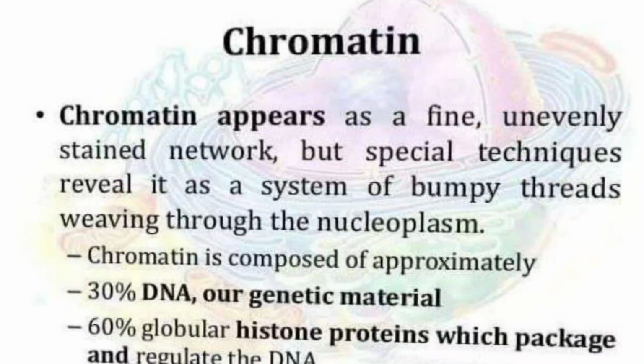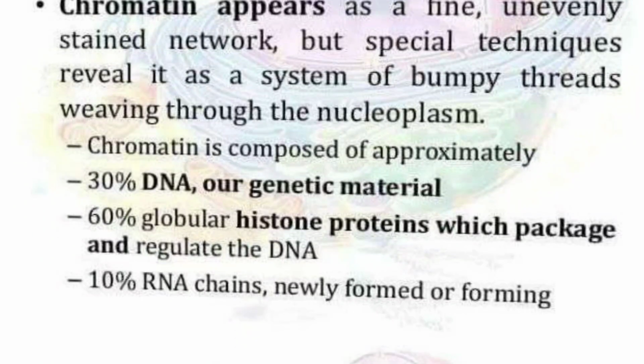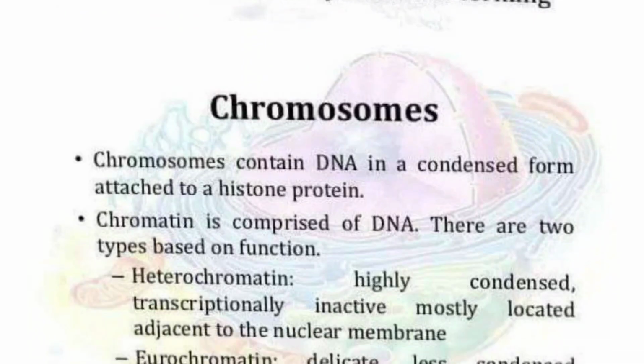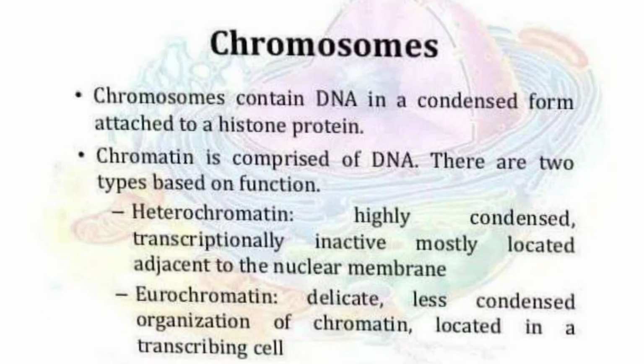Chromatin appears as a fine, unevenly stranded network, but special techniques reveal it as a system of bumpy threads weaving through the nucleoplasm. Chromatin is composed of approximately 30% DNA, deoxyribonucleic acid, the genetic material, 60% globular histone proteins which package and regulate the DNA, and 10% RNA chains, newly formed or forming. Chromosomes contain DNA in a condensed form attached to histone protein.